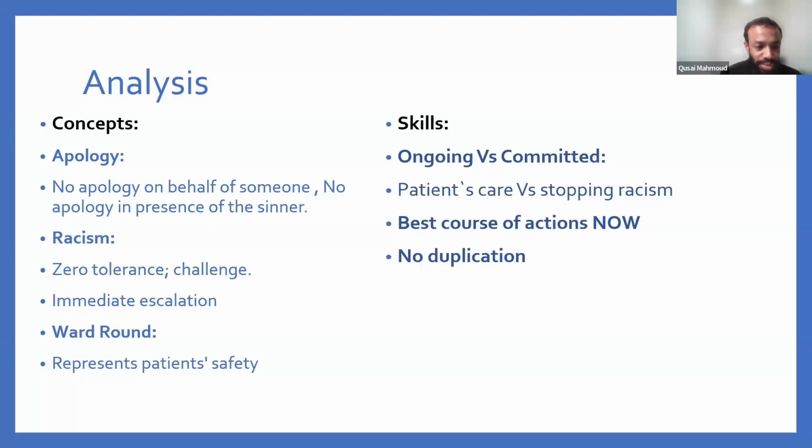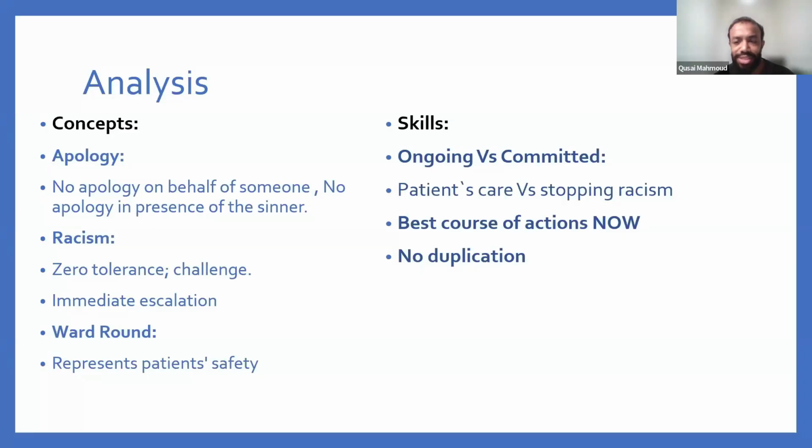So ward round represents patient safety. I cannot stop that. So these are the concepts that I have learned. Every single question should be worked out this way. So what skills have I acquired? Okay, there is an ongoing mistake and there is an already committed mistake or sin. So if it is ongoing, that means I need to stop that because this is like patient care, patient dignity. Okay. But if something is already committed, I cannot stop that because I should prioritize the patient care. This is the subtle skill I need to learn.